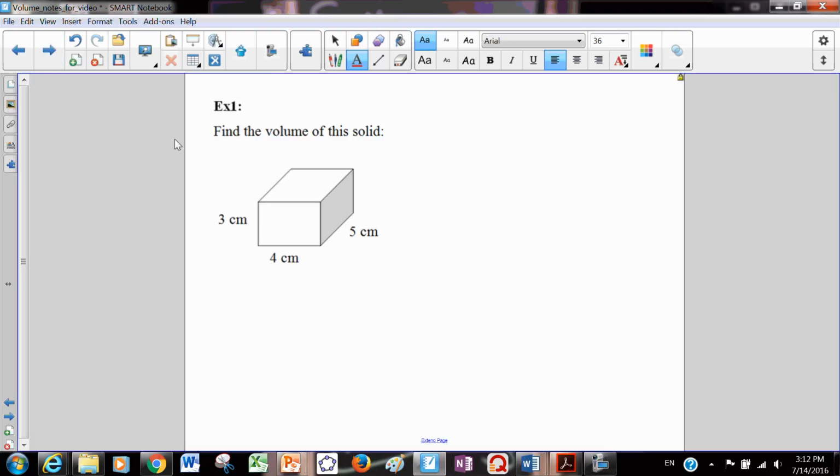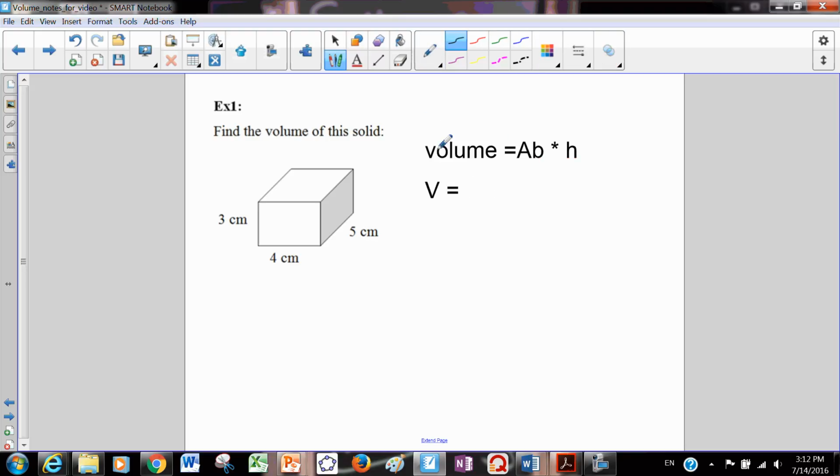Now, what if you have to find the volume of this solid? What would you have to do? I suggest you start with your formula. Okay, so volume equals area of the base times the height. So volume is equal, and the area of the base here, what is the base? When you have a rectangular prism, it can be different bases because you need to find a shape that is repeated twice. So I'm going to use this one, okay? This shape is repeated twice.